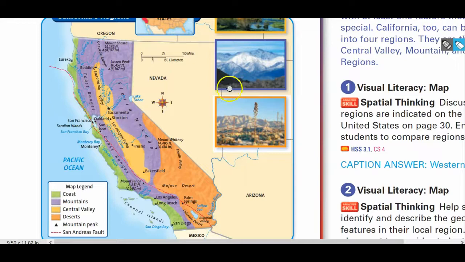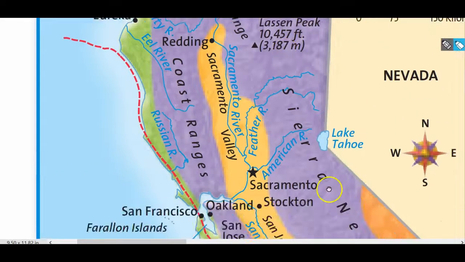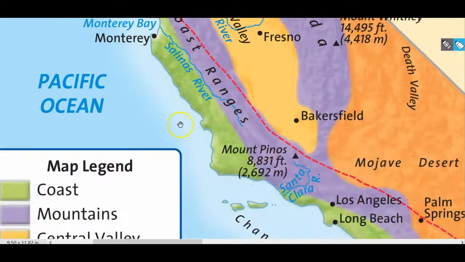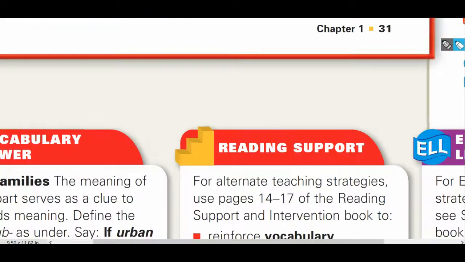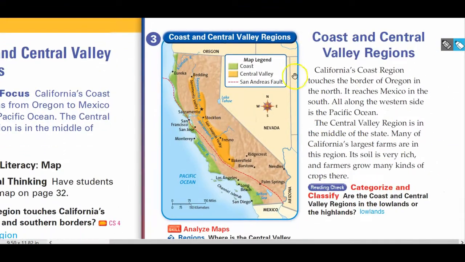Now, I told you sometimes the maps have the cities that we know of, right? Look, Fresno. Fresno, not San Francisco. San Francisco is up here. All right. Awesome. All right. Go to this page right here.